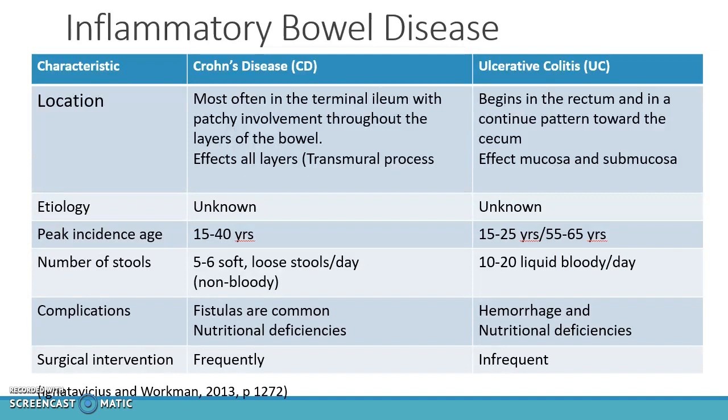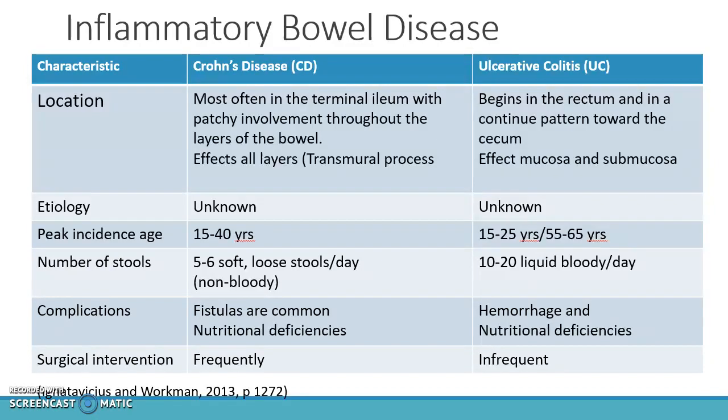So, inflammatory bowel disease. The first ones we're going to talk about are Crohn's disease and ulcerative colitis. Crohn's disease most often is in the terminal ileum, and it's a patchy involvement, so it's not through the whole segments of the bowel. And it affects all layers of the bowel. It's called a transmural process, as opposed to ulcerative colitis, which begins in the rectum and is a continuous pattern towards the cecum. It typically involves the mucosa and the submucosa, not all layers of it.